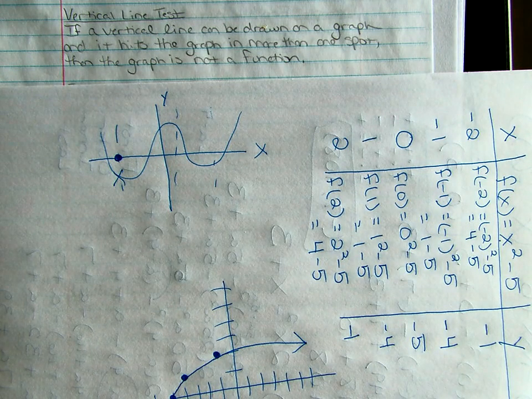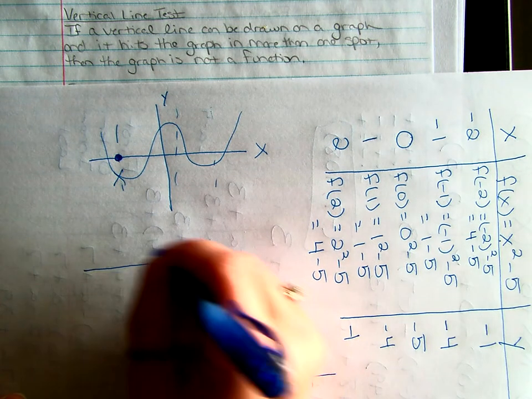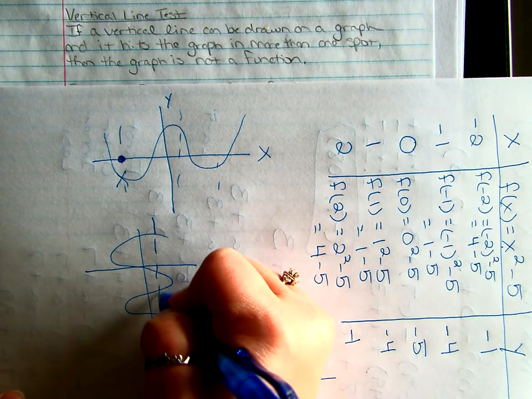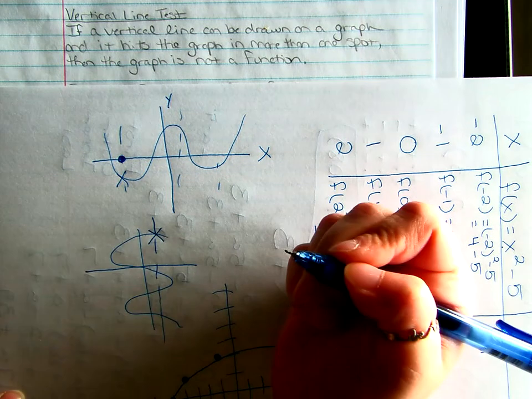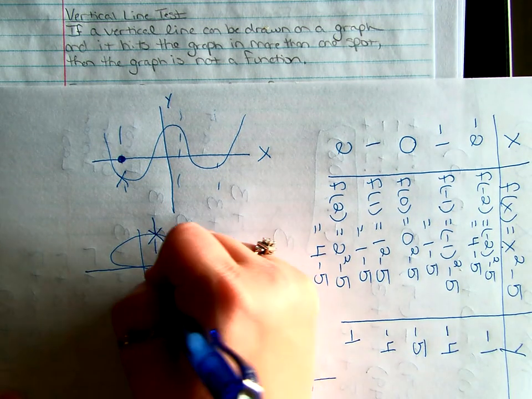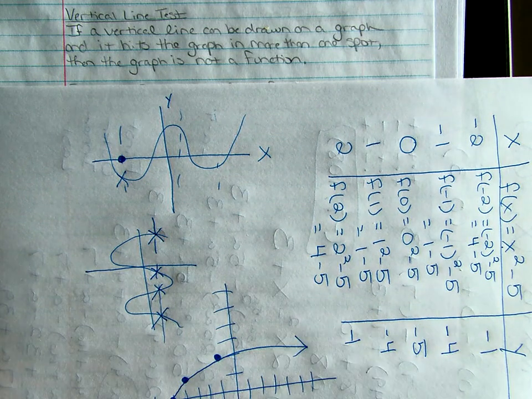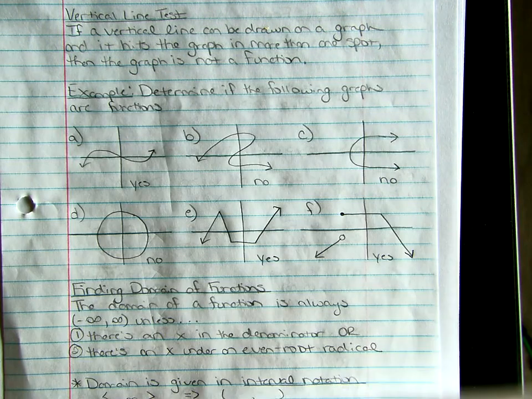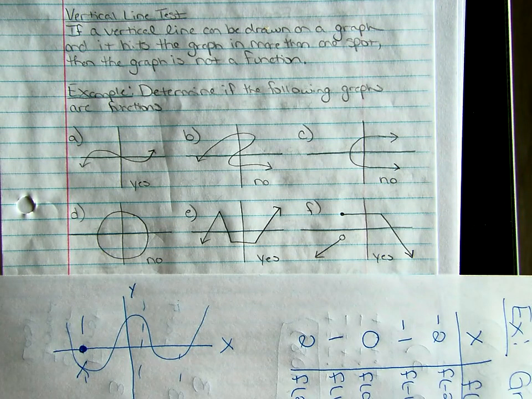Whereas if I have a squiggle that goes like this, and I draw a vertical line, then it hits the graph there, and it hits the graph there, and there, and there. So for that one X value, I got 4 different Y values. So that is not a function at all. And that's why the vertical line test works. And it's wonderful because it makes spotting functions, when you're given a graph, super easy.